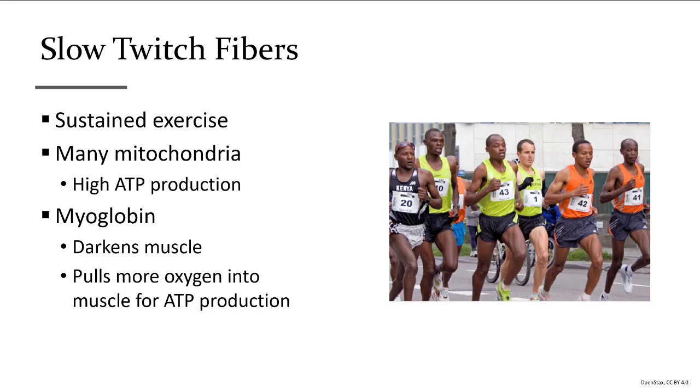Slow twitch fibers are there for sustained exercise. They have lots of mitochondria. It's churning out energy for a long time. It's for the marathon runners. It contains myoglobin. We mentioned this a while ago, but myoglobin is inside the cell. It makes the cell darker. So if you're looking at a turkey or a chicken, it's the dark meat. This dark muscle has myoglobin because it's pulling extra oxygen out of the blood into that muscle so it can actually make more ATP because of the mitochondria inside.